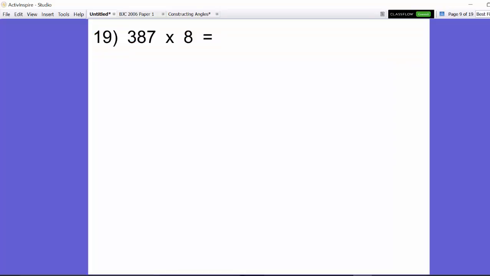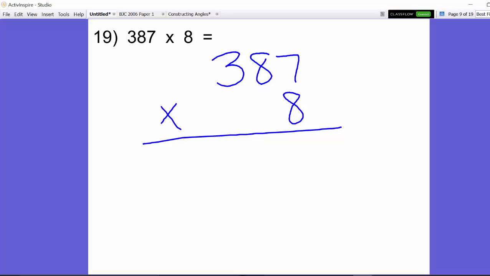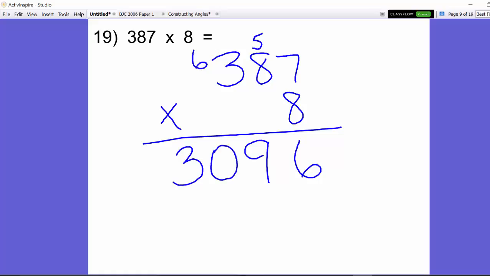Next, we have a multiplication. We have 387 times 8. We'll also set this up. 387 times 8. 8 times 7 is 56. We're going to bring down the 6 and carry the 5. 8 times 8 is 64, plus 5 is 69. Bring down the 9, carry the 6. 8 times 3 is 24, plus 6 is 30. I'm going to write the entire 30 and put in our comma. So our answer is 3,096.